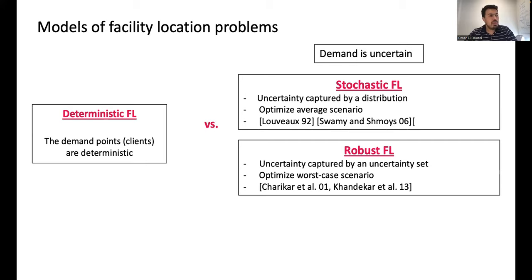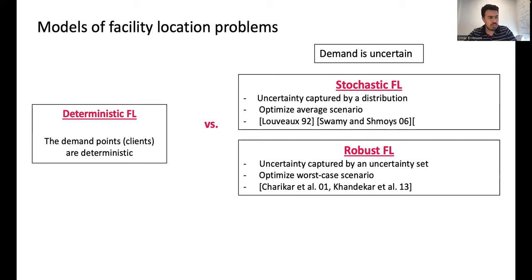Then we have the robust facility location problem. Here the decision maker would like to have a set of scenarios that are modeled by an uncertainty set, and we would like to hedge against the worst case scenario. So we would like to optimize over the worst case scenario of demand. And this is again a problem that was studied in the past, I would say, two decades. There is this paper of Shmoys and his co-author. There is another paper on facility location problems, the robust facility location problem with outliers, and so many others.